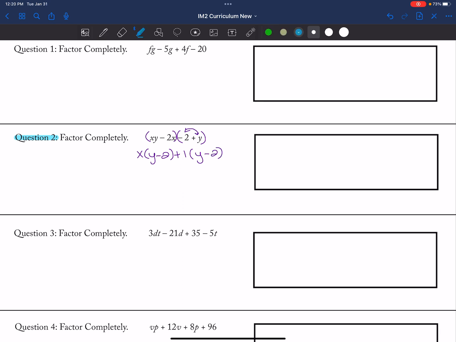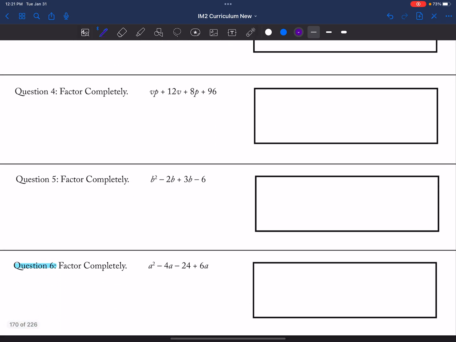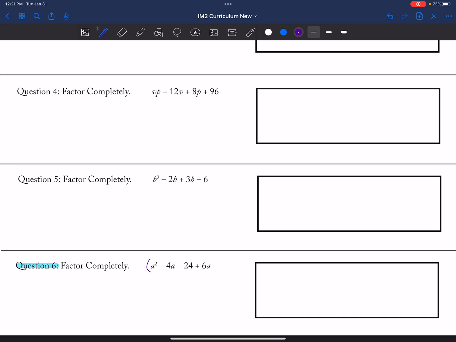Then when I look here, what I have in common with these two terms is a y minus 2. So I factor out y minus 2, and I'm left with an x plus 1. Okay, so my answer is y minus 2 and x plus 1. And if you were to put your x plus 1 first and your y minus 2 second, it wouldn't actually matter.